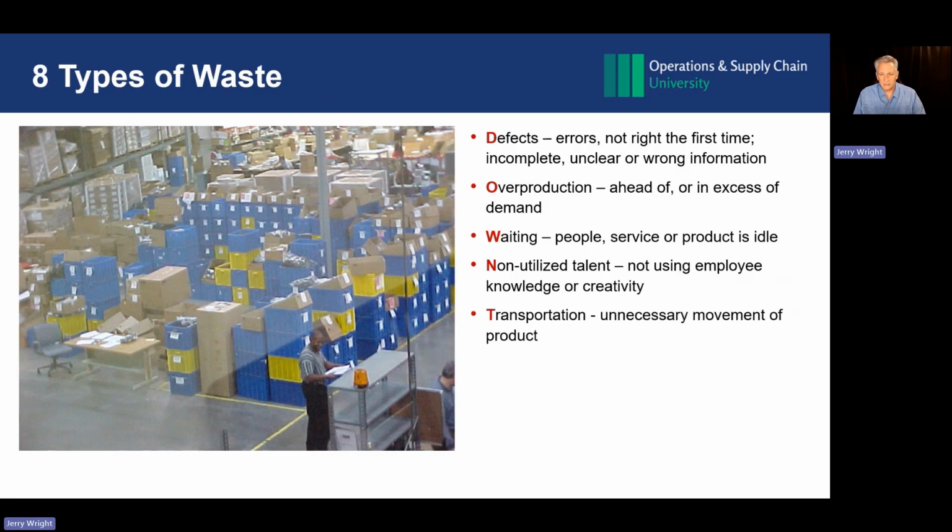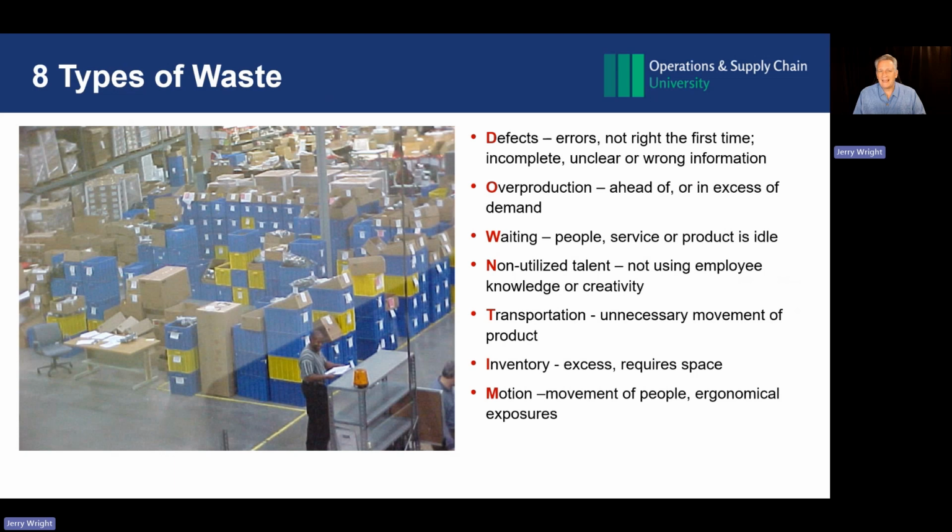Now, transportation. This is unnecessary movement of product. The only type of transportation that a customer typically wants to pay for is shipping it to them. The next waste is inventory. While inventory is technically an asset on a balance sheet for a company, if you have too much and it takes up too much space or it can expire, then it could be a liability and it's really a problem.